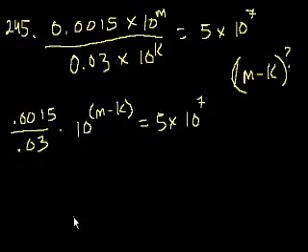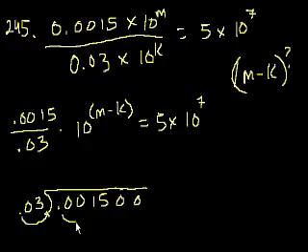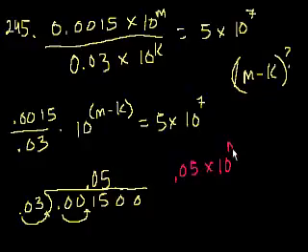Let's just divide it. So if we just say 0.03 going into 0.0015, let's add some zeros. If we take this decimal 2 to the right, we're going to take this decimal 2 to the right. So then we get 3 goes into 1 0 times, 3 goes into 15 5 times. So we get 0.05. So this whole thing simplifies to 0.05 times 10 to the m minus k is equal to 5 times 10 to the 7th.